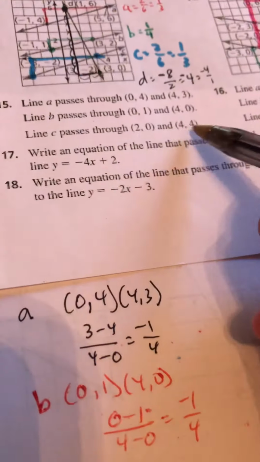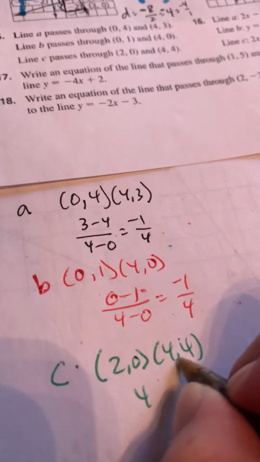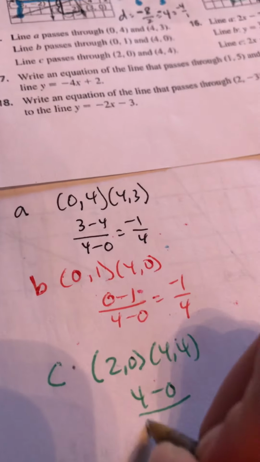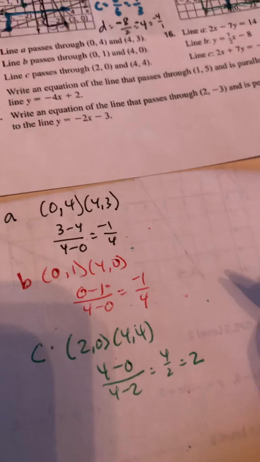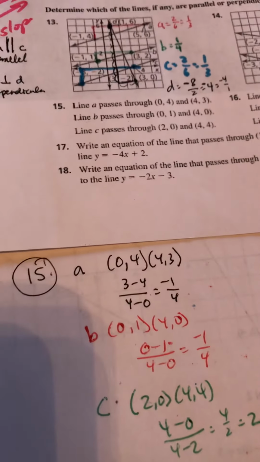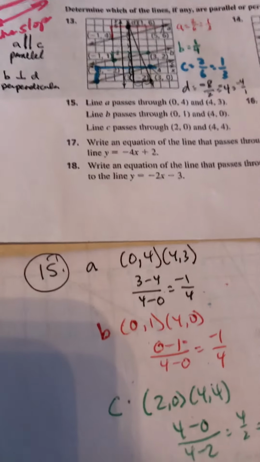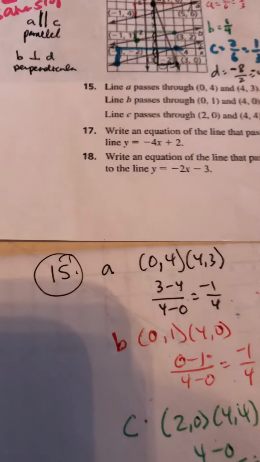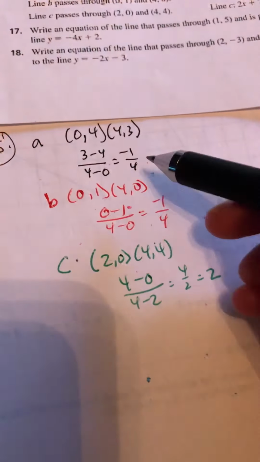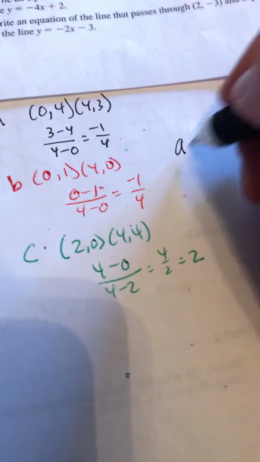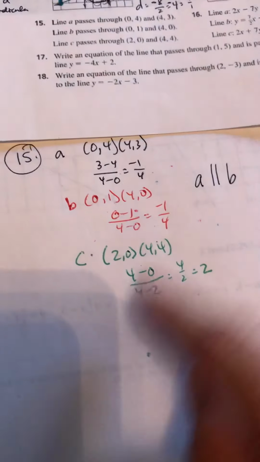I'm just getting them from right here. I hope you're seeing that. And (4, 4), so there's my y's, 4 minus 0 over 4 minus 2, 4/2 is 2. Just check my work. I don't want to give you guys any wrong answers here. Yep, that's what I got first time as well. So right here, these are the exact same, and so A is parallel to B. Okay, that's number 15. I think you should pause.